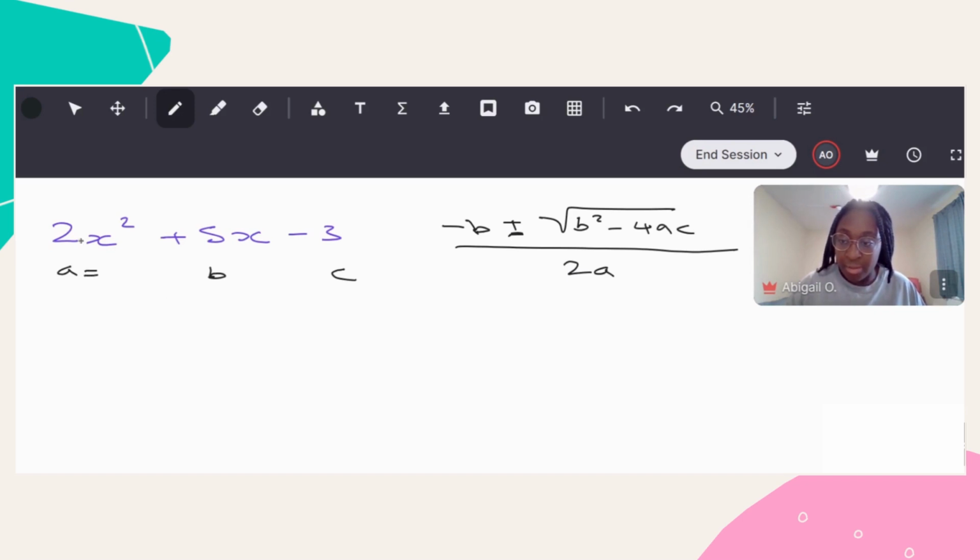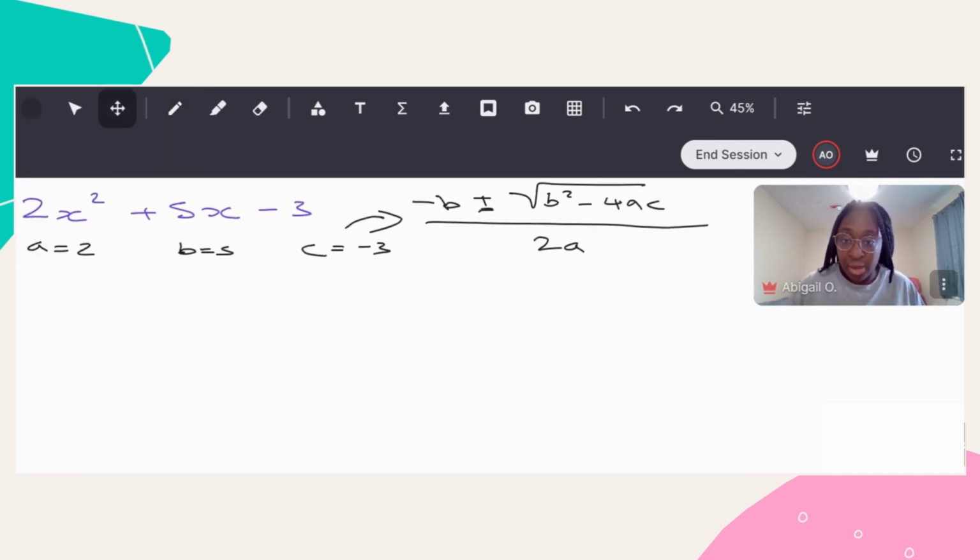Now we want to look at the number next to our x squared, which is 2. That tells us A is going to be 2. The number next to our x is plus 5, so B is going to be positive 5. And the number here is negative 3, so C is going to be negative 3. Now that we have these numbers, we can sub them into the quadratic formula.